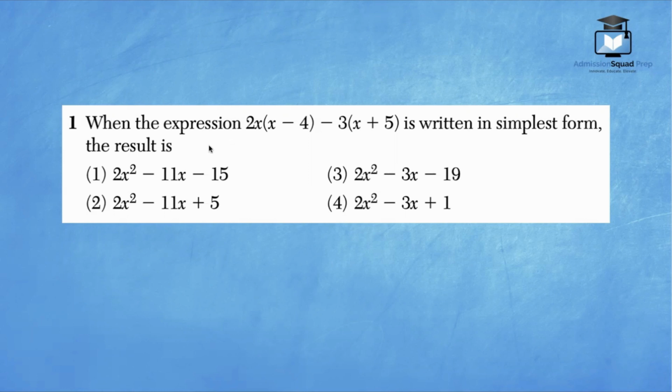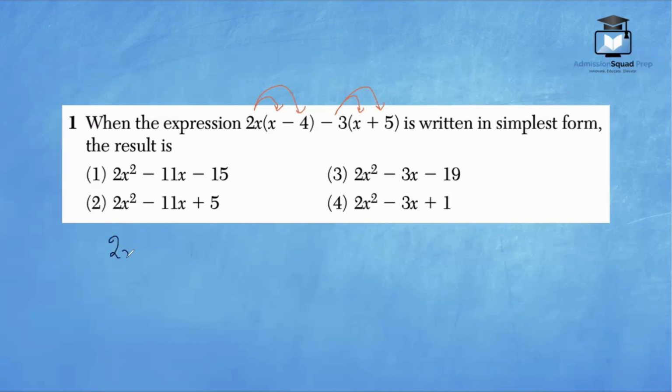Number 1 states when the expression 2x times x minus 4 minus 3 times x plus 5 is written in simplest form, the result is, and we have 4 different expressions that could be a potential answer. We're going to start off by applying the distributive property. So we have 2x times x and 2x times negative 4, negative 3 times x, and negative 3 times positive 5.